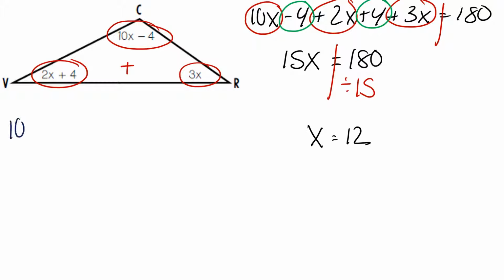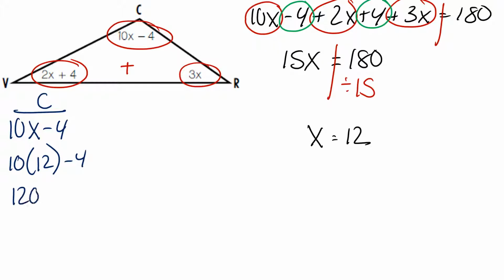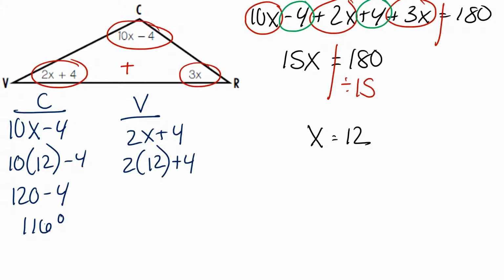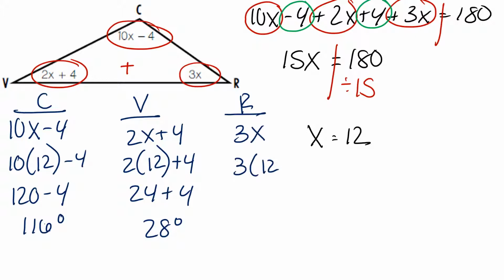We have to take that answer and plug it back into each equation. Starting with letter C, 10x minus 4, we use our answer 12. 10 times 12 is 120, minus 4 is 116. For letter V, 2x plus 4, we use our answer 12. 2 times 12 is 24, plus 4 is going to give you 28 degrees. And for the last equation R, 3x, 3 times 12 is going to give you 36 degrees.